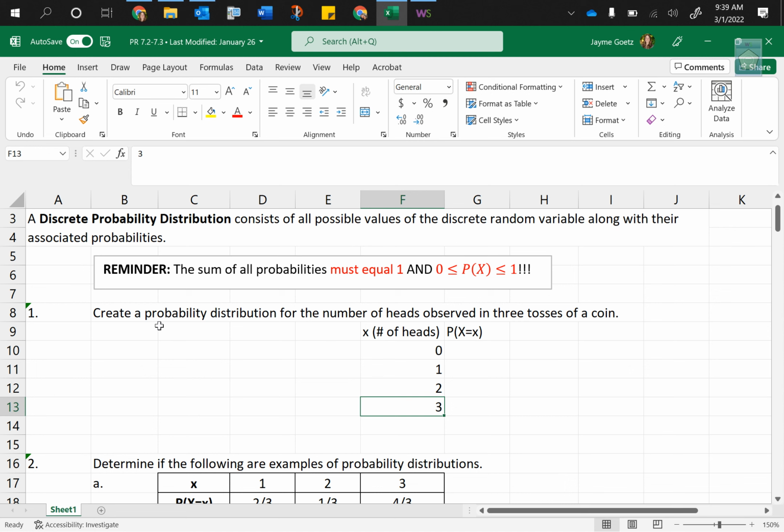All right? Now, to figure out the probability of that, we have to figure out a couple of things first. First of all, we have to figure out how many possible outcomes there are. Do you remember when we created the sample space for tossing a coin 3 times, how many possible outcomes were in that sample space? Do you remember?